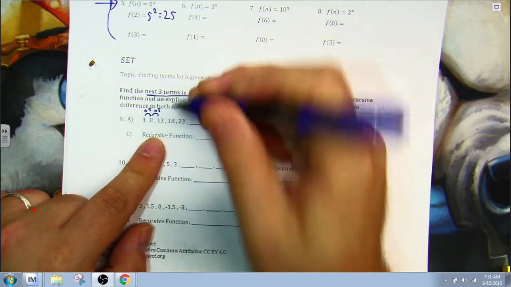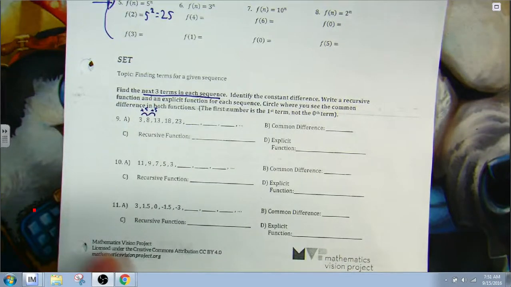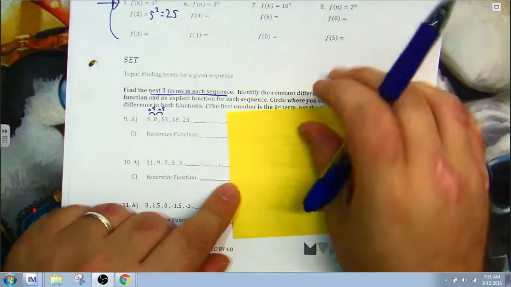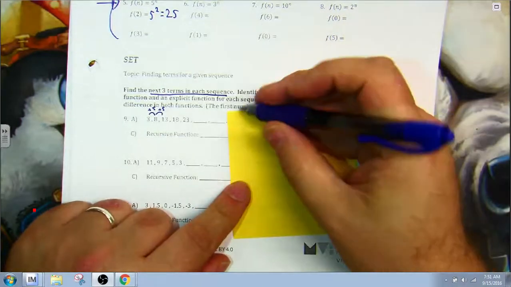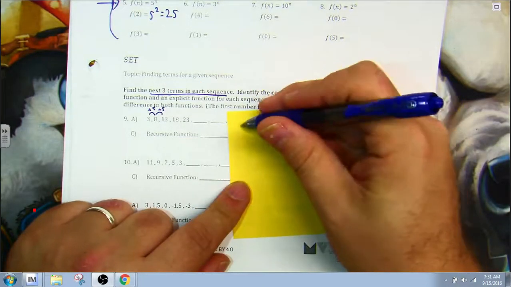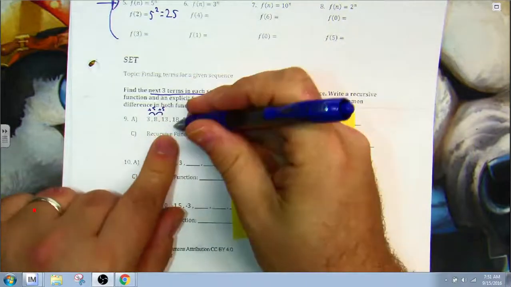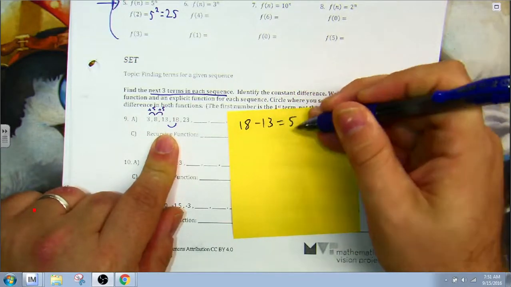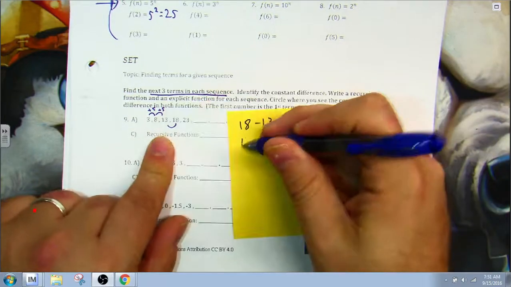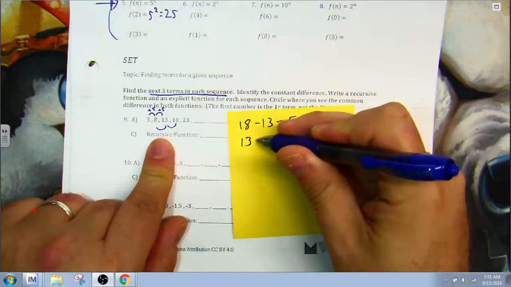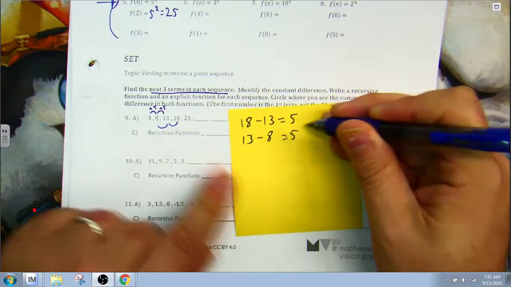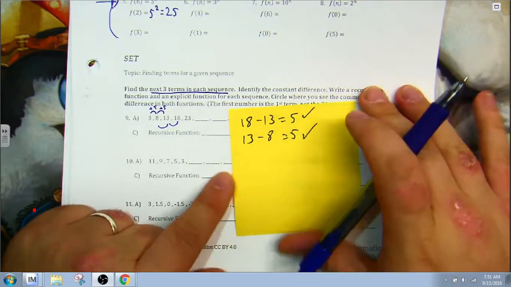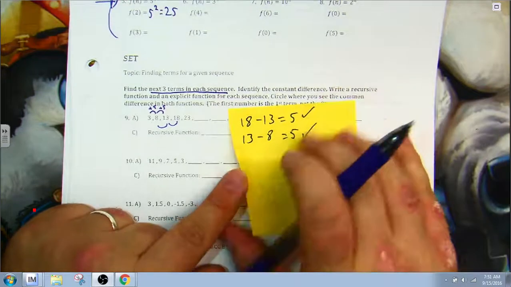And if I wasn't able to see that, one of the things you can do is take one of these middle terms, like 18, and then subtract the term before it, so minus 13, and you see that that's 5. And then take 13 and subtract the term below it, and that way you see that that's 5. If these numbers are the same, then you know you have found your pattern, you found your common difference.